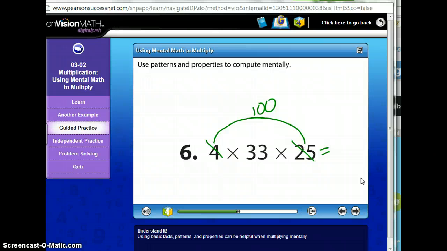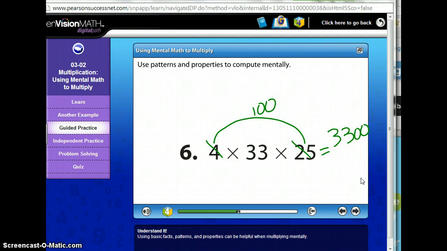100 times 33. Pretend the zeros aren't there, Kaylin. What's 1 times 33? How many zeros were in the problem? What's that answer? Say it again. 3,300 is one way to say it, or 3,300. Good work.